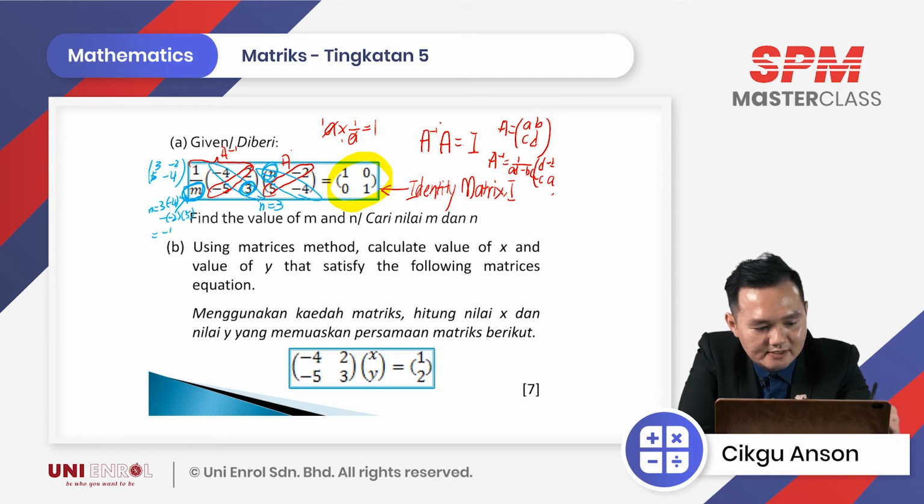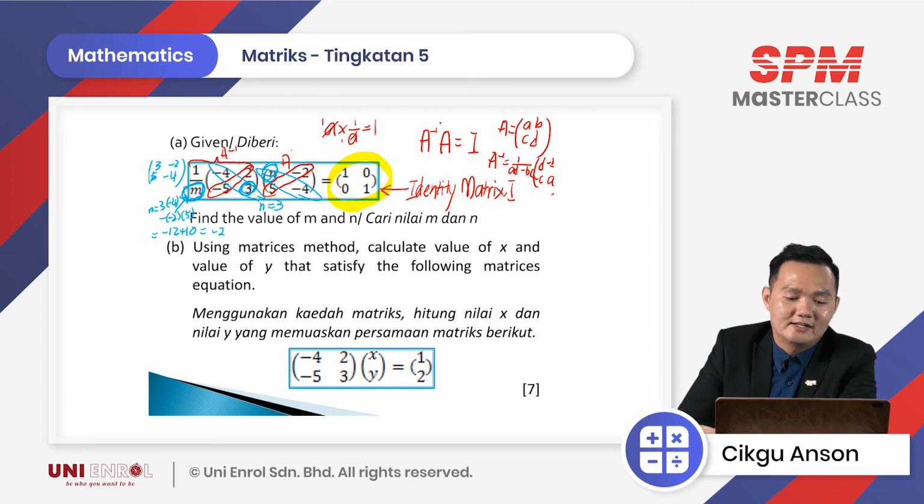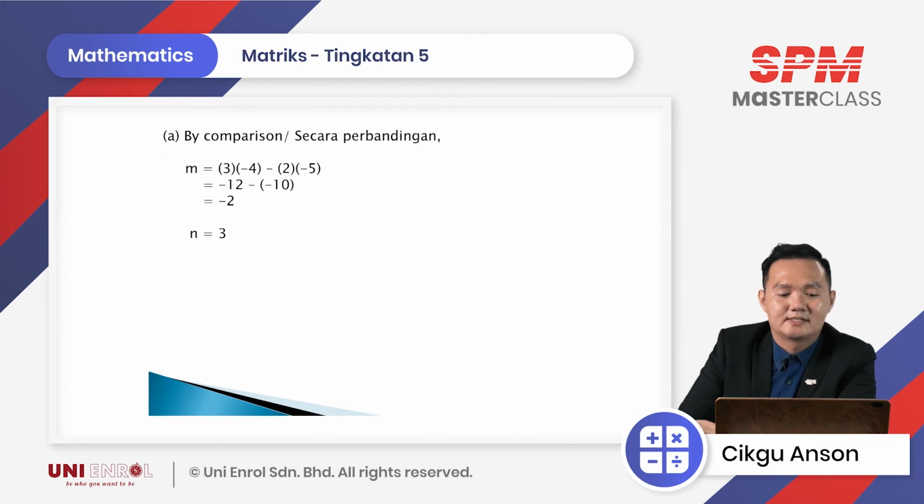So 3 times -4 is -12, and then minus -2 times 5, -10, right? -9 becomes 4. So at the end, your answer is -2. So that's why I say m is -2, n is 3. And let me show you this working in a nicer way.